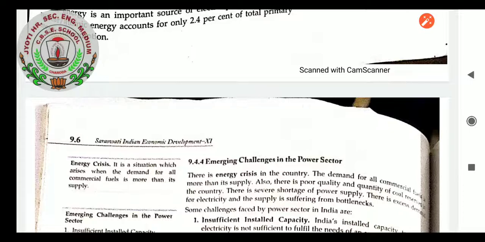So learn the points. PLF is very important. That is the plant load factor, which measures the operational efficiency of a thermal plant. It was low and now it has been raised. So all these points you have to learn.